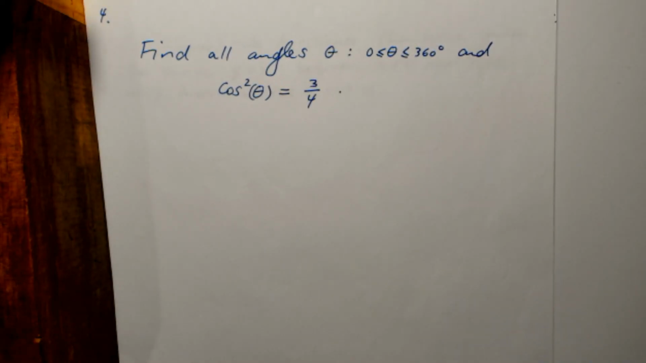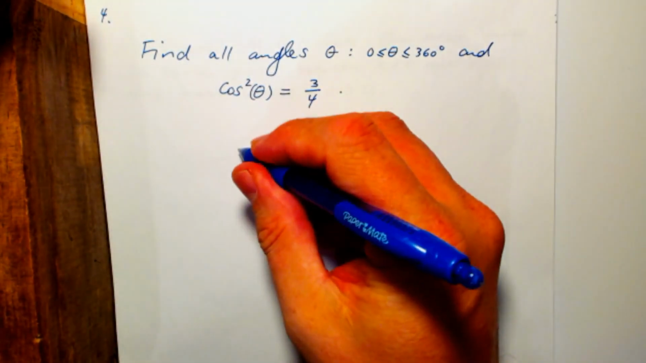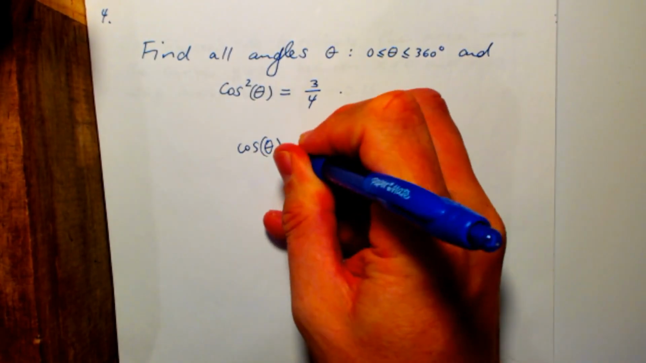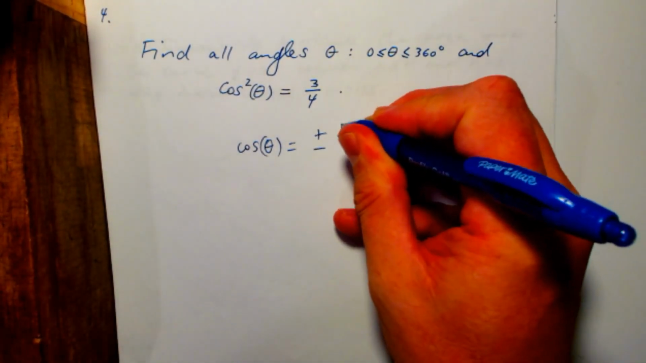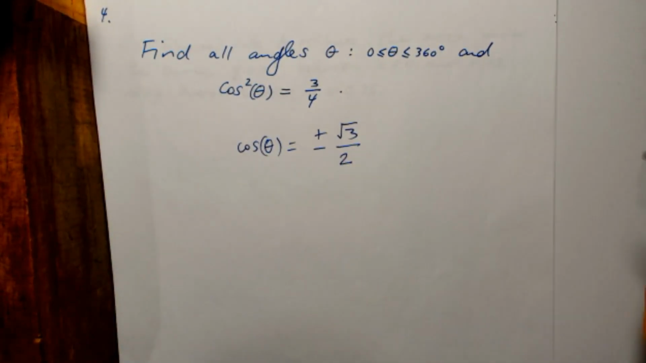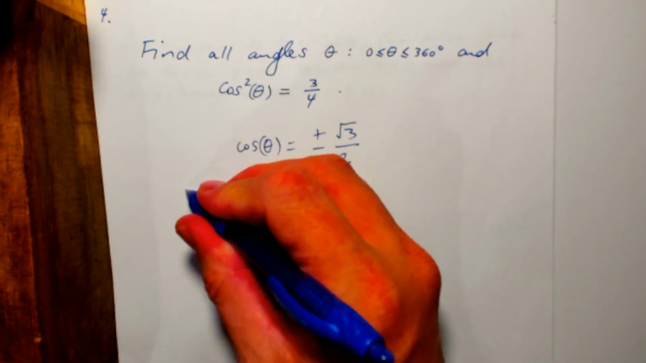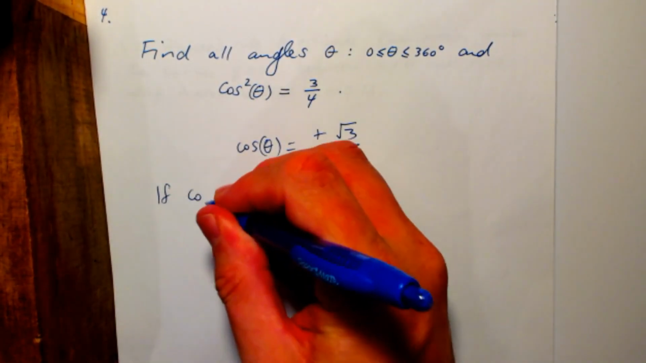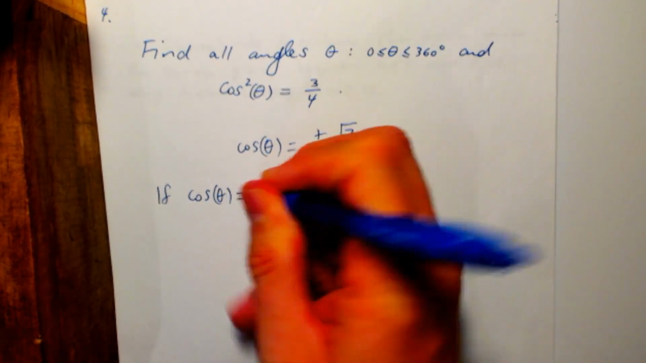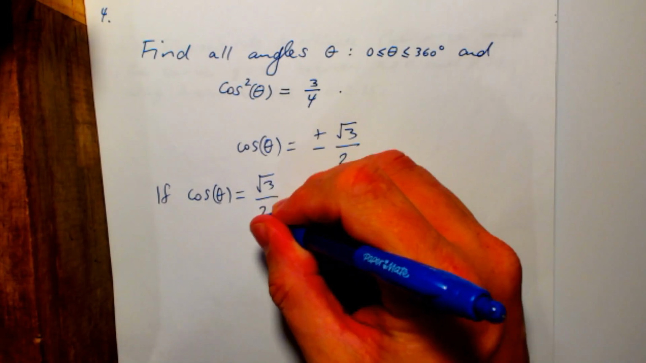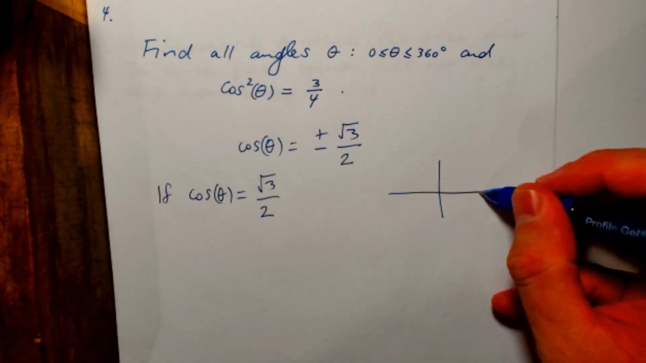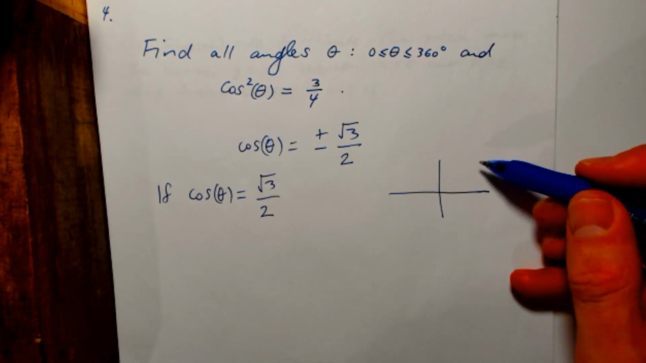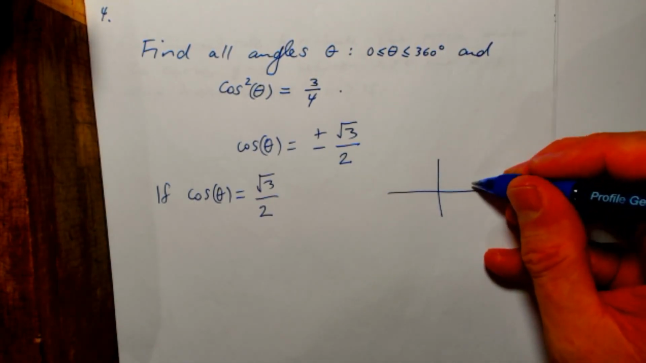So we're up to question 4 here. Find all angles theta between 0 and 360 degrees such that cos squared of theta is 3/4. Alright, well let's take square roots first. So cos of theta is plus or minus root 3 on 2. Okay, so first, let's say if cos of theta is plus root 3 on 2, let's find where this is. This will be in the first quadrant.